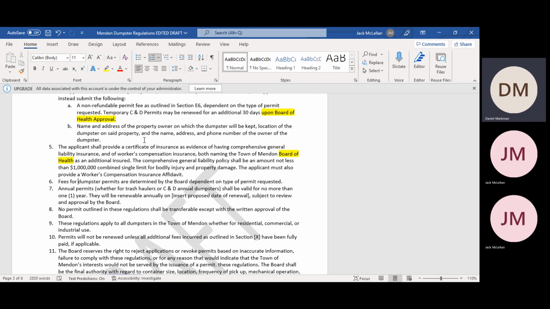So if you have E.L. Harvey and they are already a fully licensed trash hauler, they can provide C&D just like they can provide anything else. And they don't have to pay a separate fee for that dumpster? No, because they have an annual permit. That's correct. Okay.